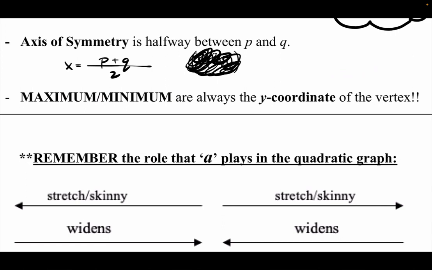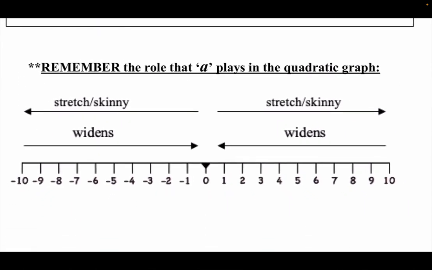Okay. So we talked about A, right? A determines whether it's arrows up or arrows down. If A is bigger than 0 or less than 0, positive or negative. If A is positive, arrows up. If A is negative, arrows down. We talked about that for a few days. That's not new. A also does something else. It determines whether the U, the parabola, is wide or skinny. Today we're going to see some that are really skinny, and some that are really wide. What makes that true? A.